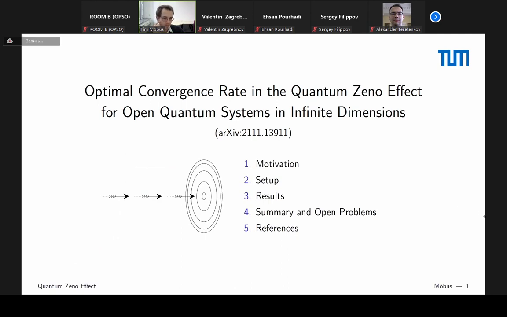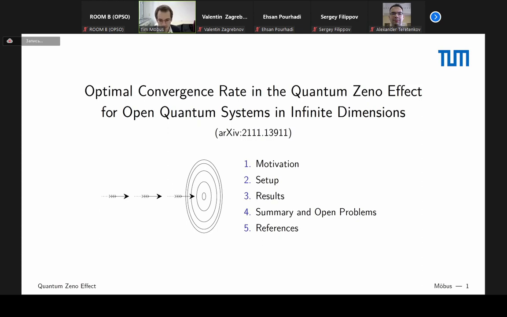Let's start with a short overview of my presentation. I will start with a short motivation of the quantum Zeno effect in general. It starts already on the left-hand side. Then I will give you the basic setup to formulate our results. Then I will continue with the results and some proof sketch. And finally, I will sum up and state some open problems and questions which we weren't able to solve yet. Okay, let's start with the motivation.